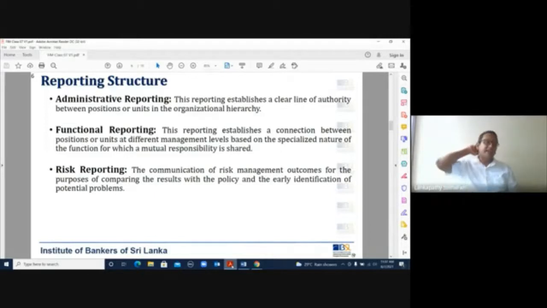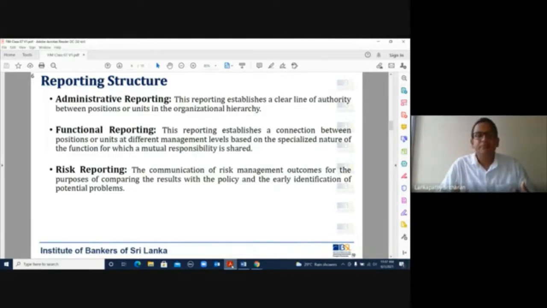Functional reporting line may be followed by the bank and finance institution. The reporting establishes a connection between position and units, different management levels, based on the specialized nature of the function for which mutual responsibility is charged. But we can just give an example.